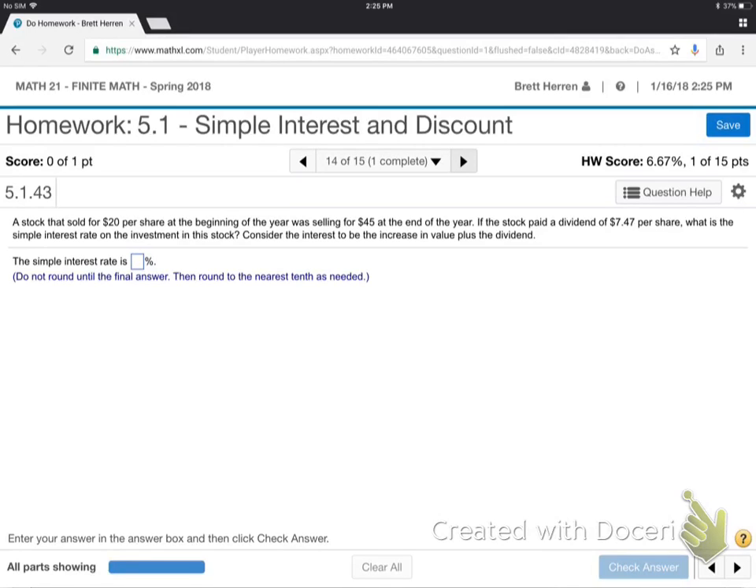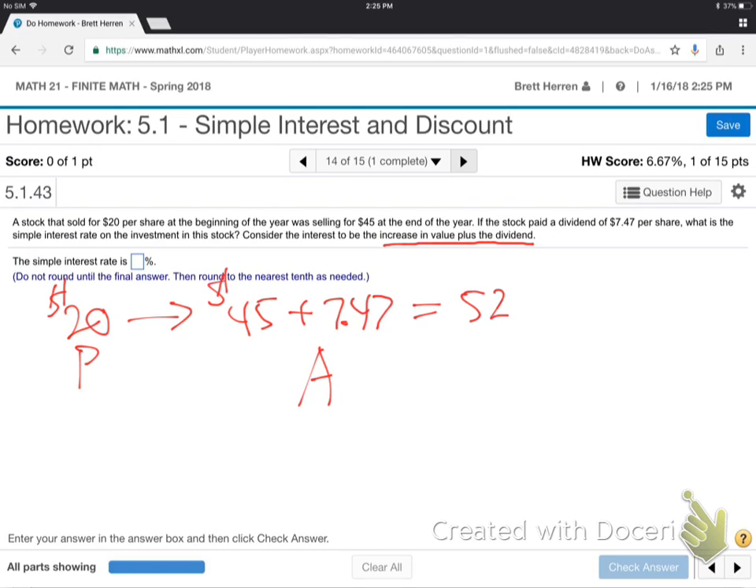Okay. So basically they're saying, look, $20 per share, that's the original principal, became the amount: $45 a share plus $7.47. Then right here they said increase in value plus dividend. So the amount will be 52.47. The stock grew from $20 a share up to $45, and it paid $7.47 per share. So add that up. Really, it went up to $52.47 per share. That's the A, they're telling me.